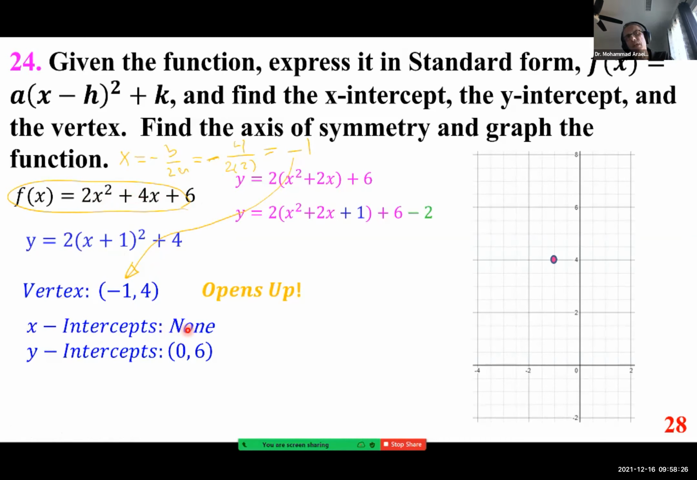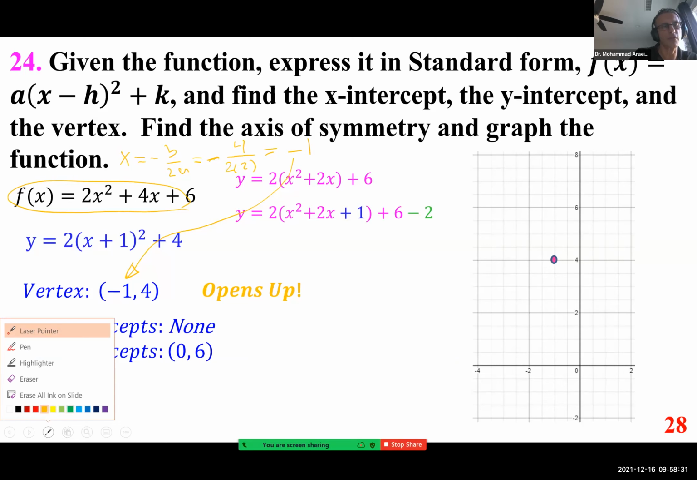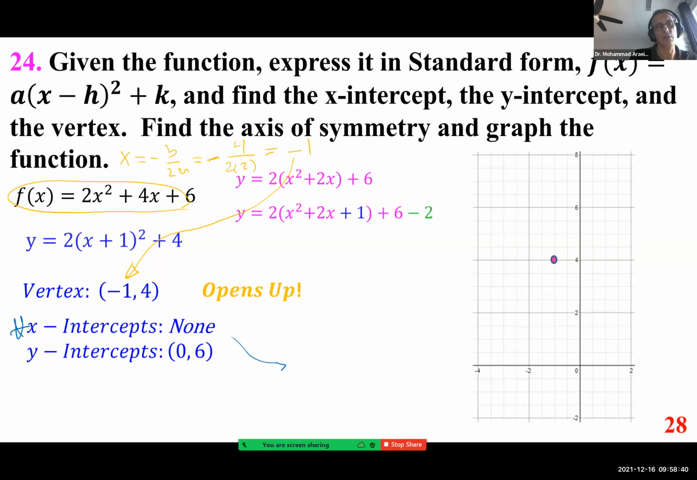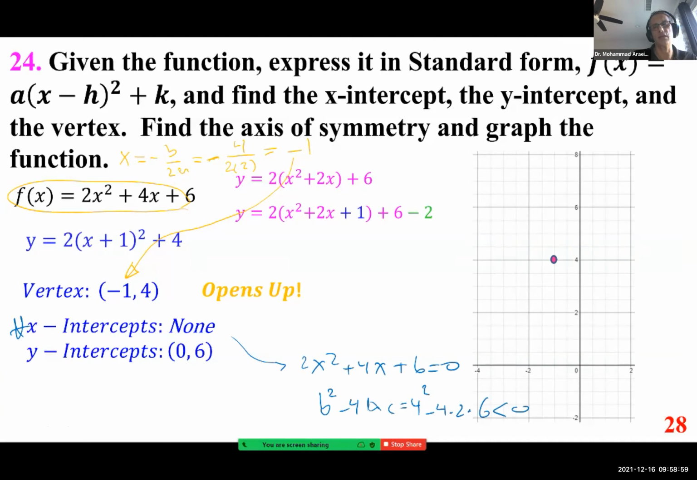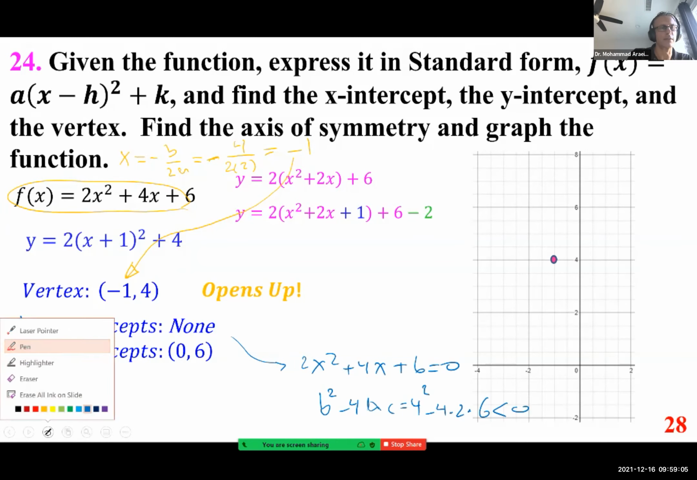I'm reminding you of something we learned in algebra. Let me just quickly show you. So if I write y or f of x equal to 0, 2x squared plus 4x plus 6 equal to 0. If you calculate the b squared minus 4ac, which is 4 squared minus 4 times 2 times 6, that is a negative value, which means there are no real solutions. That's why you don't have that.